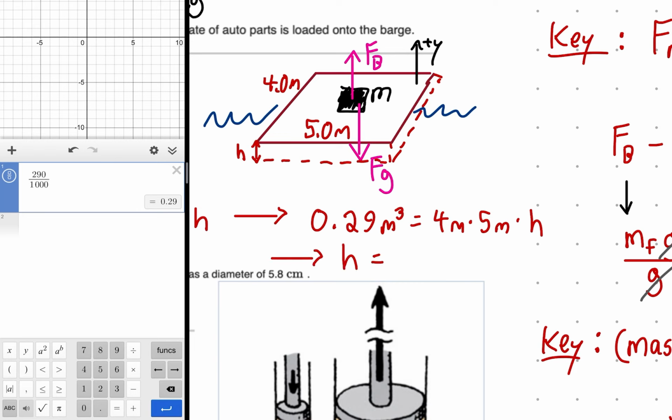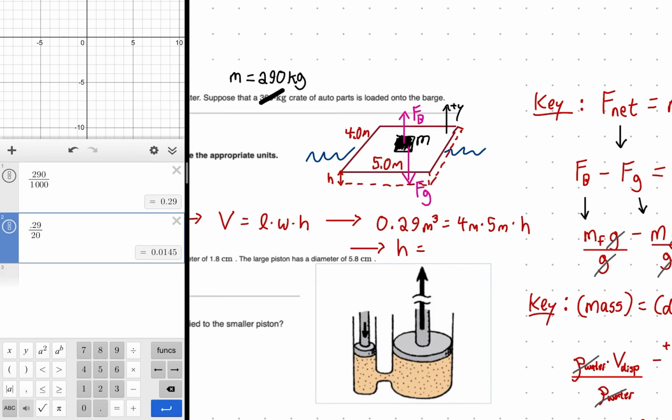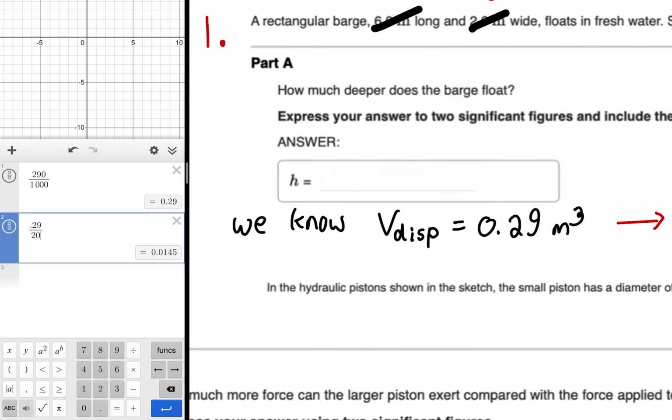And we are done. All right, and so solving for H would just be dividing both sides by 4 times 5, which is 20. So I'm just going to take my 0.29 and divide it by 20. So 0.29 divided by 20 gives me 0.0145. All right, and that is our answer. All right, what would the units be? In meters. All right, and if we wanted in centimeters, it'd be 1.45 centimeters, but in meters, it's 0.0145 meters.